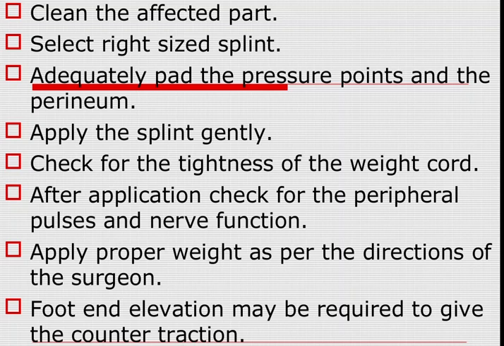Apply a splint smoothly and gently. Check for the tightness of the weight cord, means if any traction devices are used, then we have to check for the tightness. If it is too tight, then we have to make it loose. After application, check for the peripheral pulses and the nerve functions, means the patient has proper pulse rate, and the nerve function, that is sensation, is proper or not.